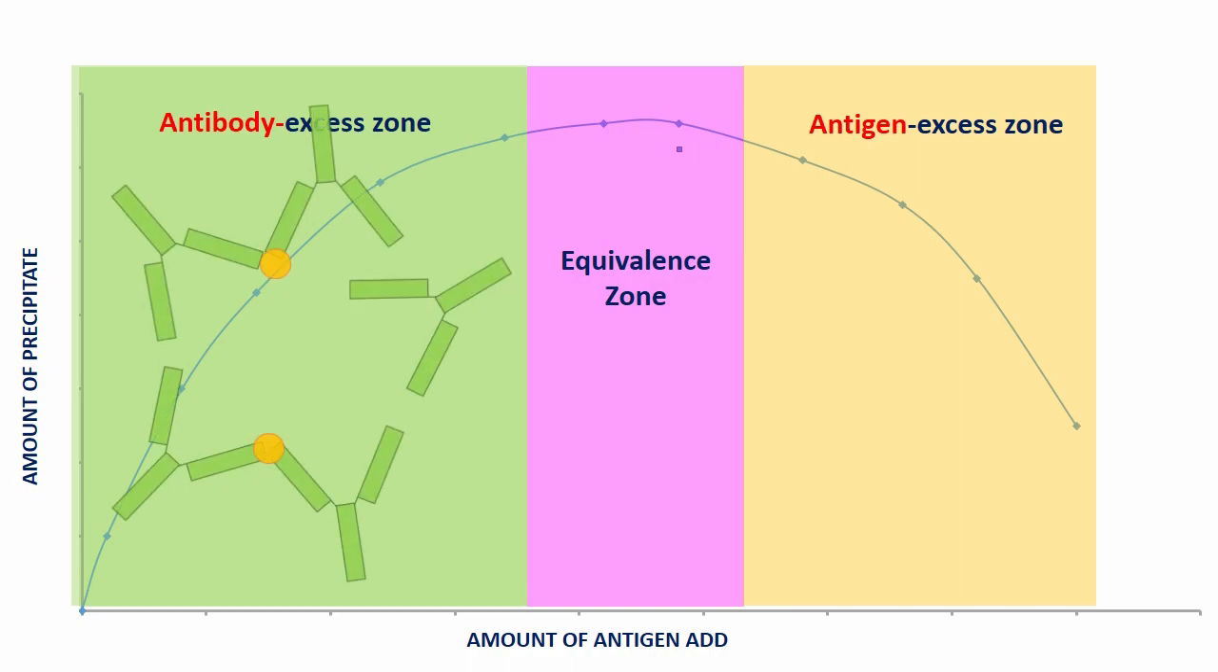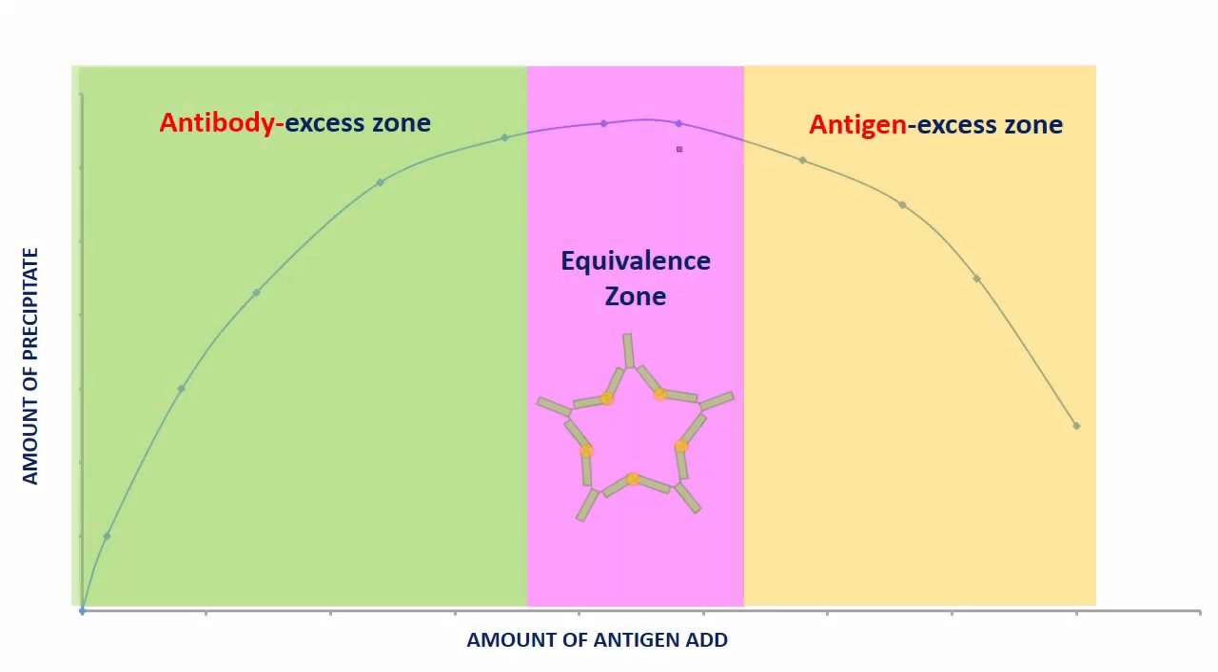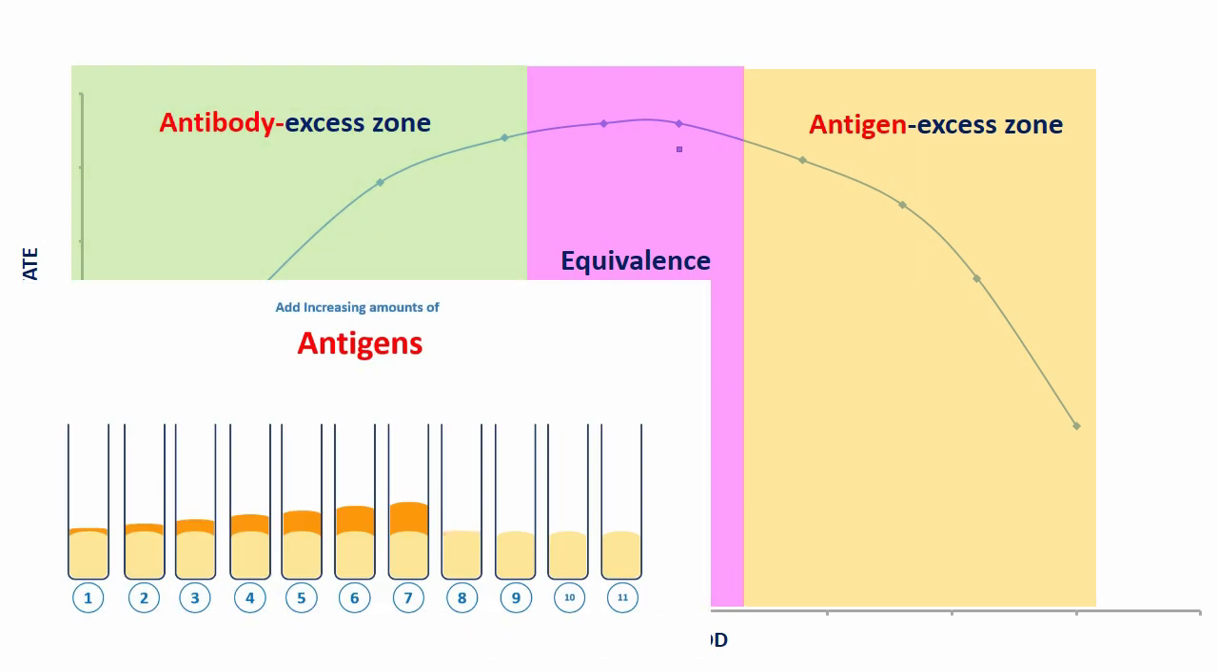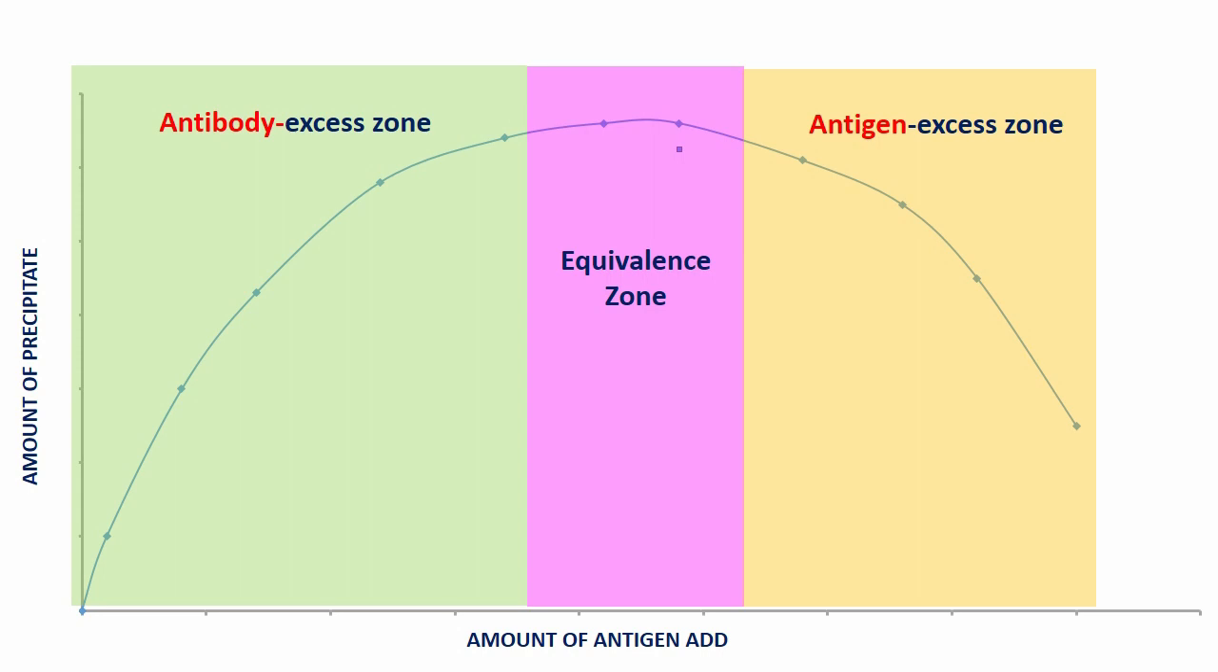Our next zone is the equivalence zone. Here the antigen concentration is equal to the antibody concentration. So there are no excess antigens or antibodies. Then the third zone is the antigen excess zone. Now look at the 8th to 11th tubes. Already we added the same amount of antibodies into these tubes and we added increasing amounts of antigen into these tubes.